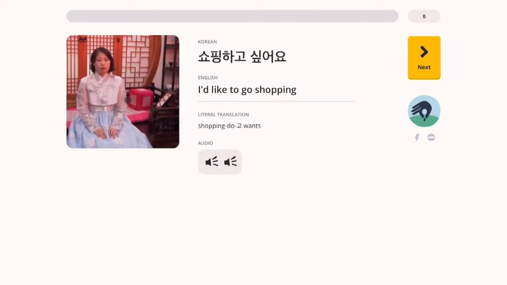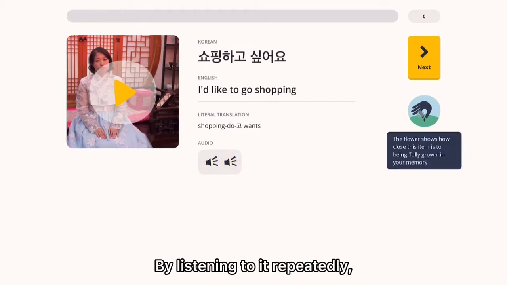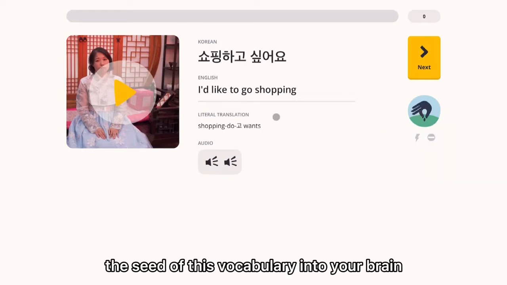쇼핑하고 싶어요. By listening to it repeatedly, you are planting the seed of this vocabulary into your brain.